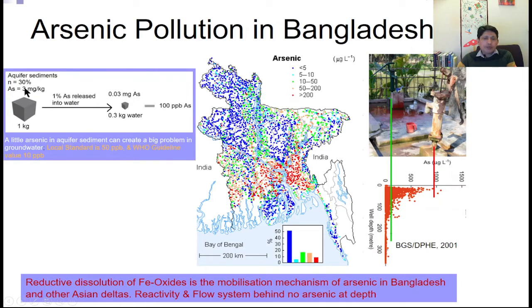It's coming from the sediments basically. If you have 3 milligram per kilogram of arsenic, if you allow 1% of that to be dissolved, that would give you around 100 ppb arsenic in the well water, which is 10 times higher than the World Health Organization guideline value. And if you think about how high the concentration in the sediments is, you know that in the UK, in many parts of the country in soil, we have up to 40 milligram per kilogram of arsenic. But we don't hear much about an arsenic problem in the UK. What is the reason? So what is the mobilization mechanism?